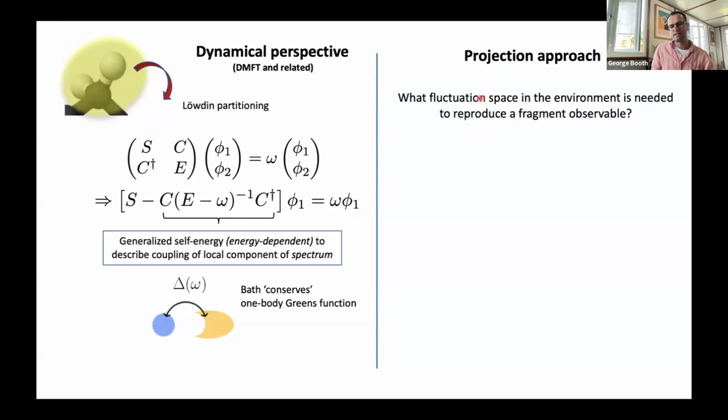Projection-based approaches ask a slightly different question. They ask, if I want to describe my fragment that I've cut out at a given level of theory and with a particular observable, what is the space of states in the environment that I would need to couple to in order to describe that observable over my fragment at a given level of theory? So this is asking essentially what is the space of those fluctuations into the environment to reproduce a given expectation value.